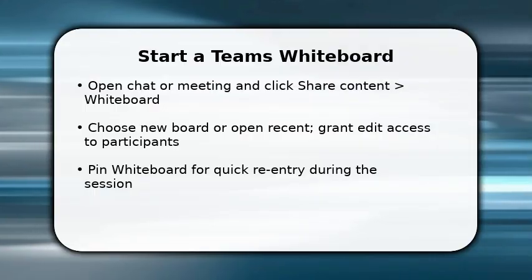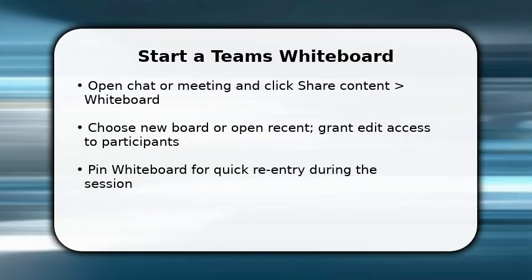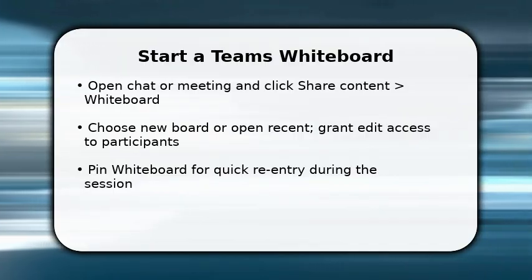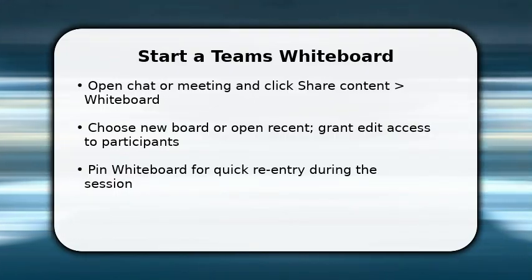You begin by opening the meeting or chat and selecting Share Content, then Whiteboard. This gets you immediately into a collaborative canvas. Once done, pick New Whiteboard or open a recent board so everyone sees the same view. Make sure to grant edit or view permissions to participants and pin the whiteboard window for fast access. This prevents losing your place when switching apps. These first steps set the foundation for a focused, editable session.